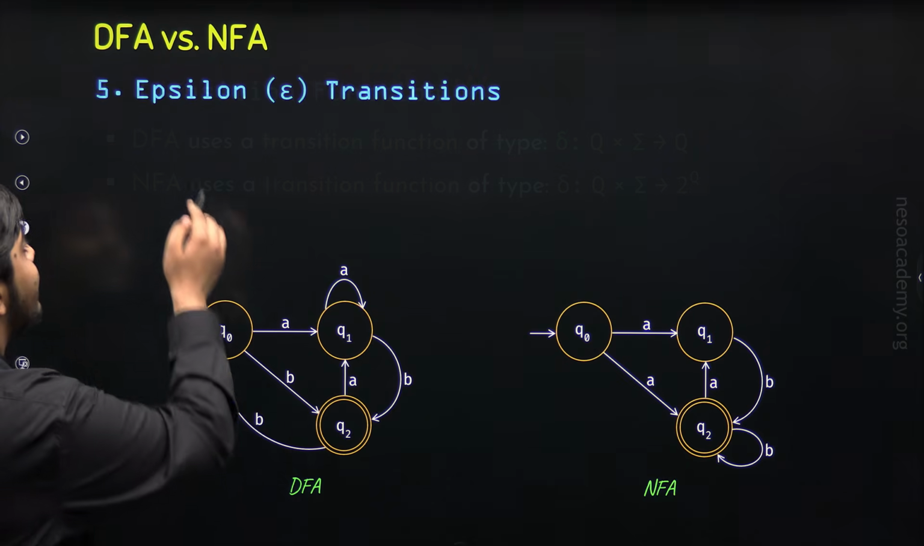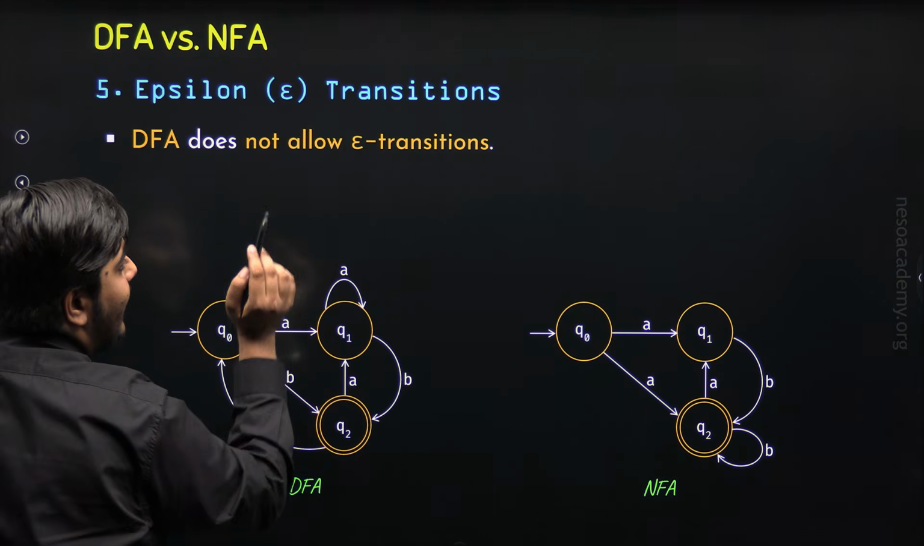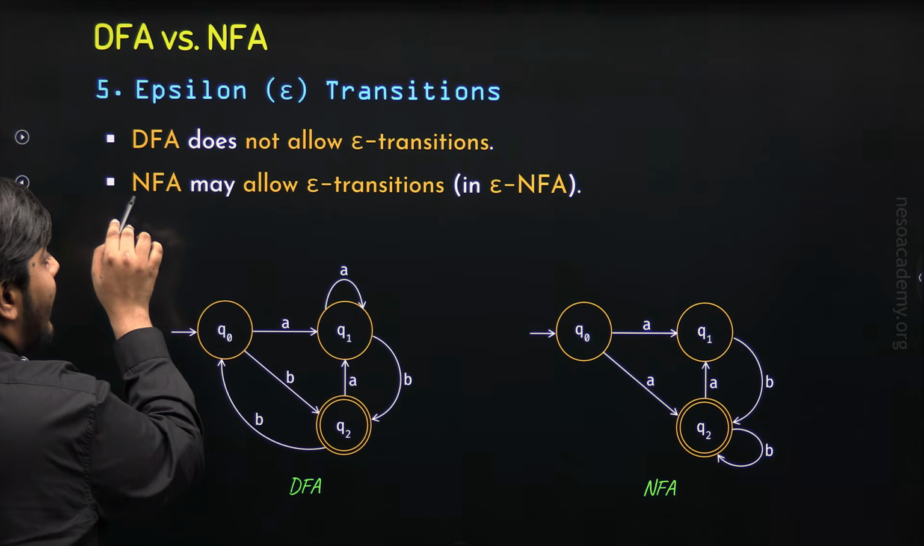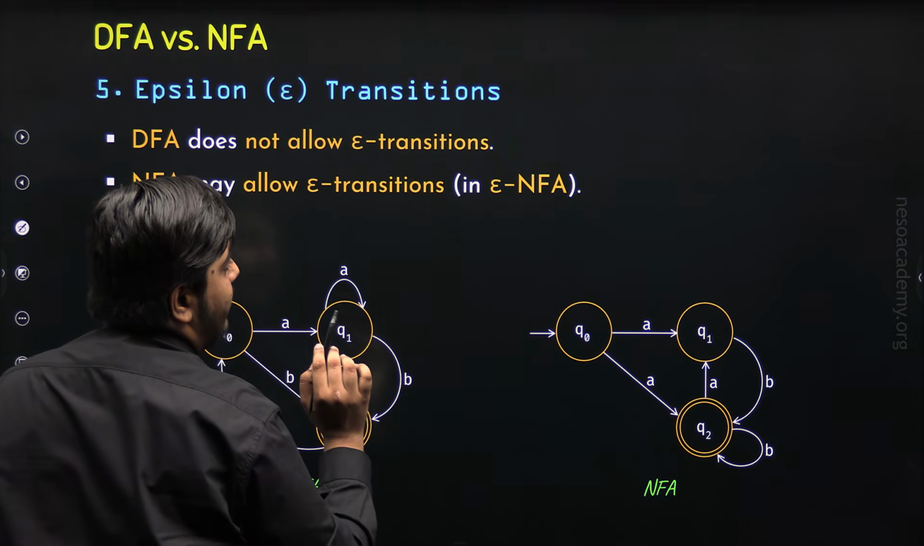Next property is epsilon transitions. DFA does not allow epsilon transitions, while NFA may allow epsilon transitions in case of epsilon NFA.